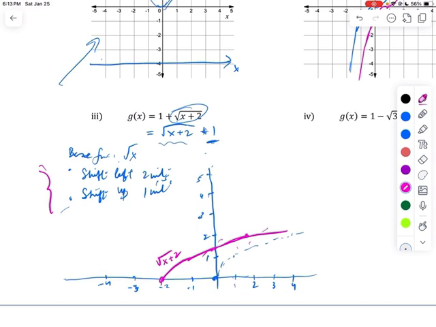So now I'm going to use another color. This will go 1 unit up somewhere here. This will go 1 unit up. This point will go 1 unit up. And now our graph is starting at this point. So this will be your final graph. This is how it will look.